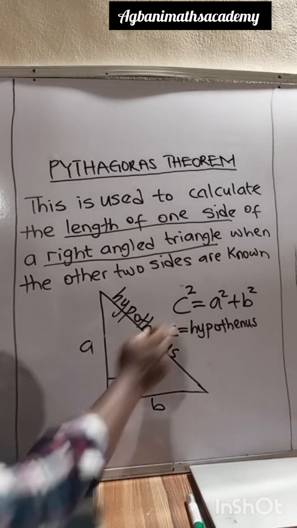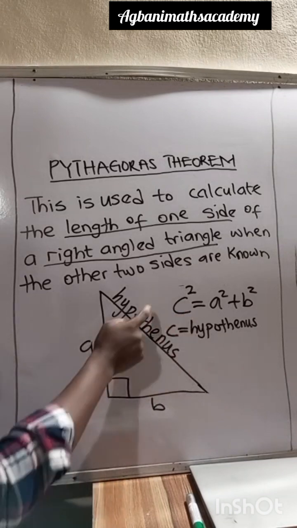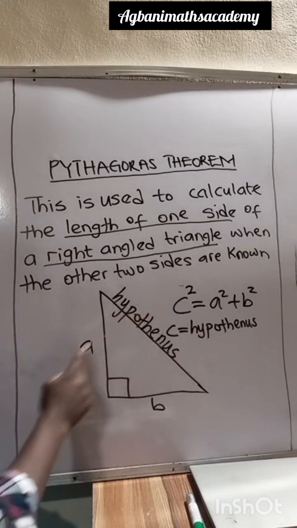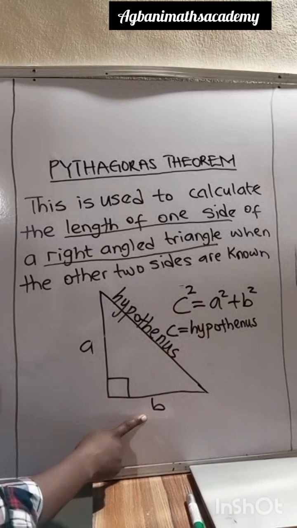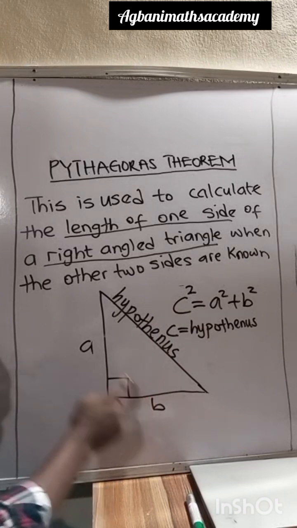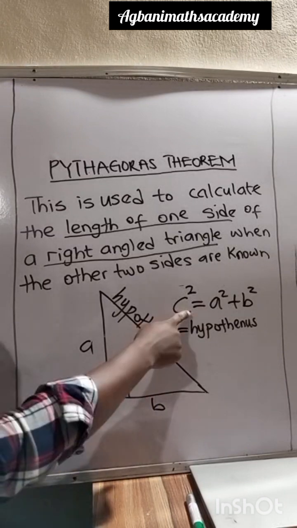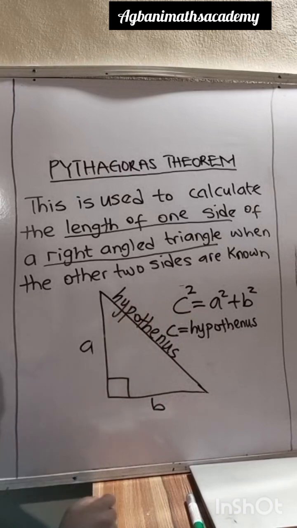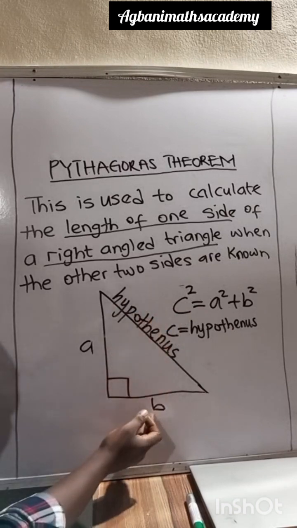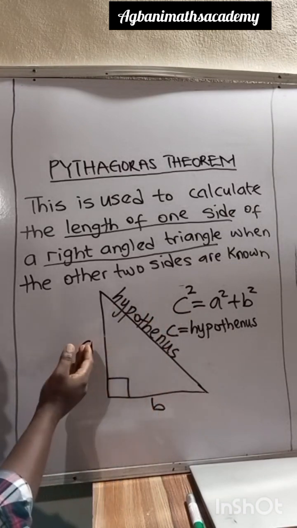This means that using this formula, if you know this side and this side, you can use this formula to calculate this side. If you know this side and this side, you can use this same formula to calculate this side. And if you know this side and this side, you can use the same formula to calculate this side.